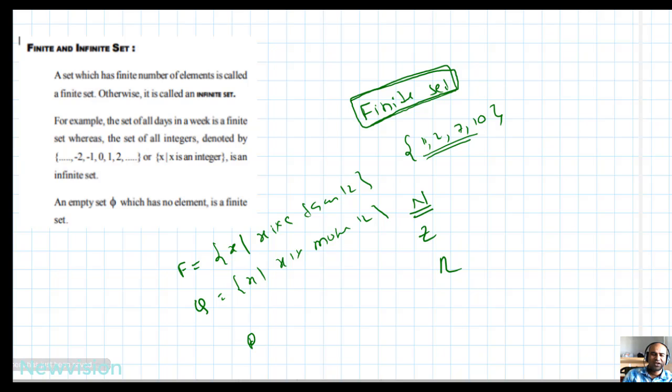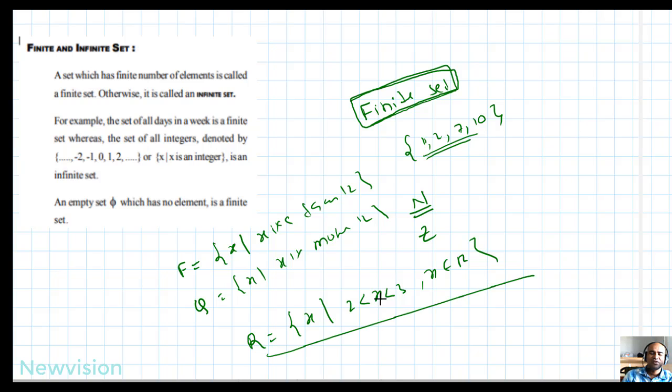One more example I want to take, R equal to x such that 2 less than x less than 3, comma x belongs to R. So this is also an infinite set, because x is a real number in between 2 and 3. How many real numbers are there in between 2 and 3? There are infinitely many real numbers between 2 and 3.